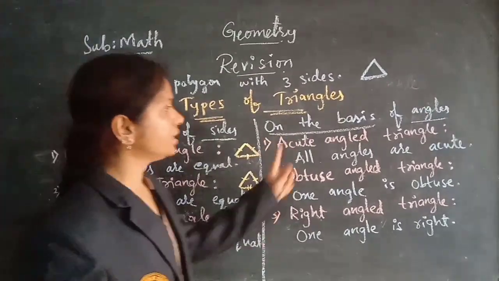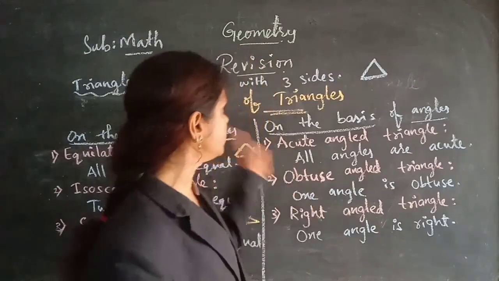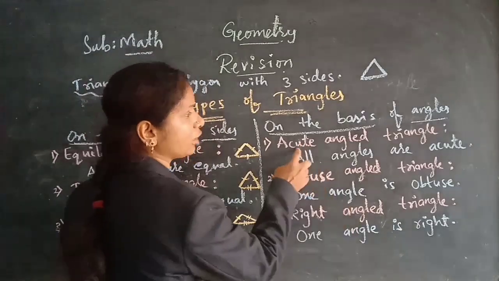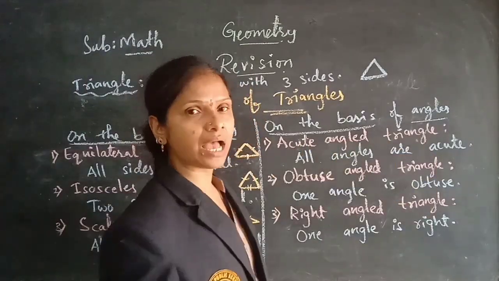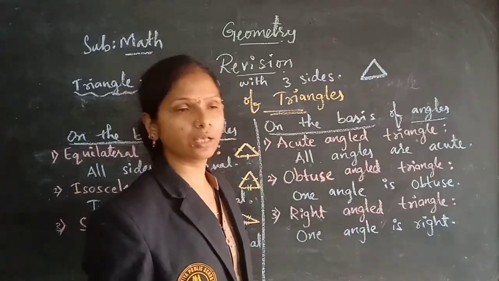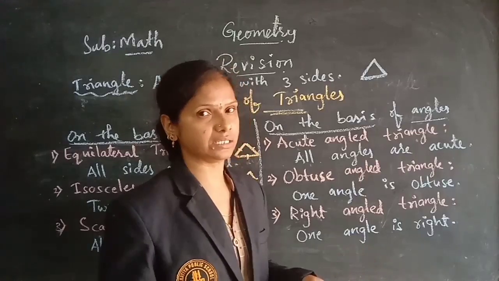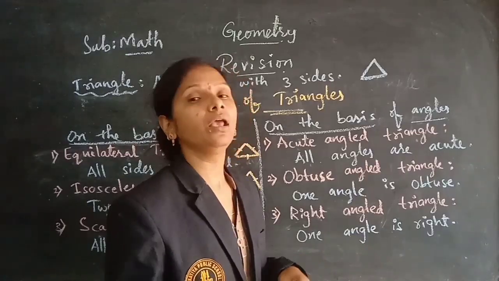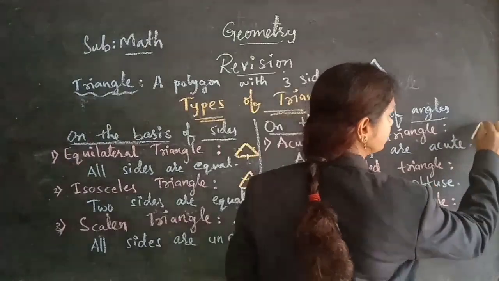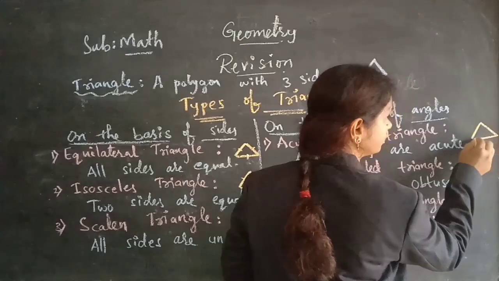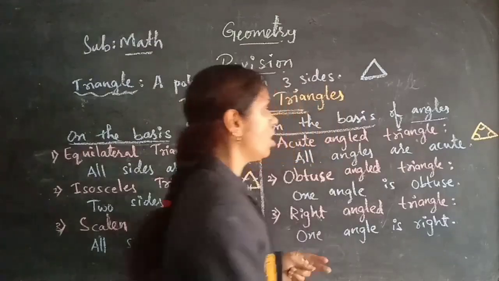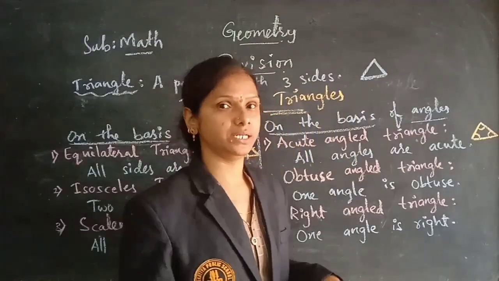Now coming to the types of triangles on the basis of angles. Here you see, the first one is the acute angled triangle. What is an acute angled triangle? All the angles are acute. Acute means less than 90 degrees. It means all three angles should be less than 90 degrees. Here you can take, this may be less than 90, this may be less than 90, this may be less than 90. All three angles should be less than 90 degrees.